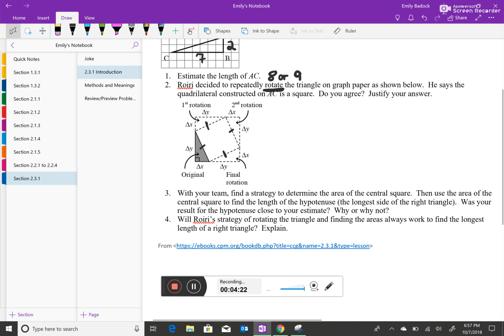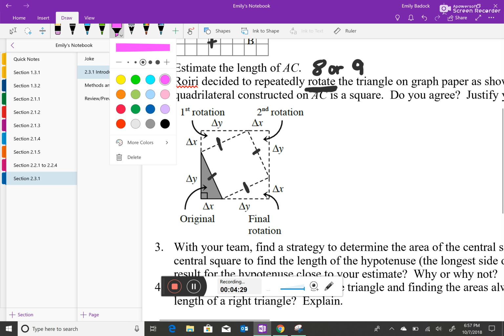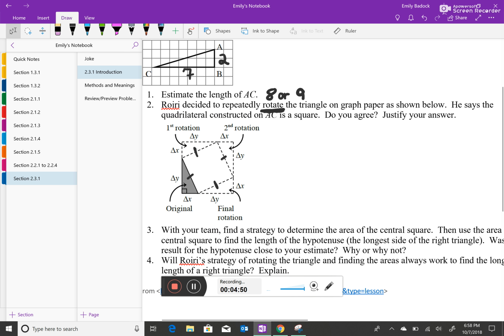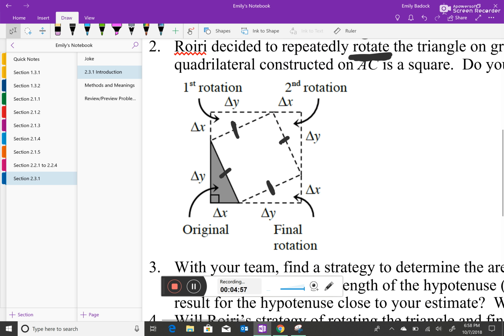My thinking for this is I am going to find the area of the biggest square here and subtract the triangles from that. That's kind of my game plan. If you come up with different ideas, let me know, because that'd be awesome. I'm going to go through and label this. We know our longest side is 7 and our shortest side is 2.